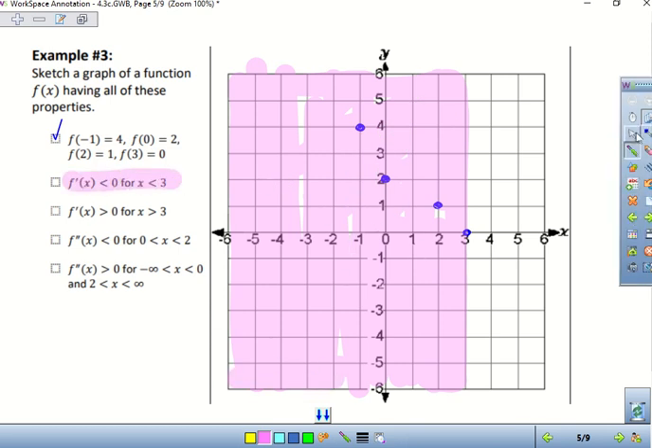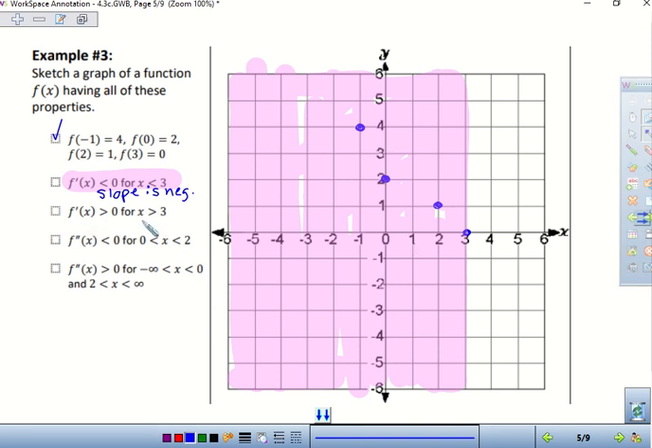So what that means is we know that everywhere in this region of the graph, my slope is going to be negative. So slope is always negative when the derivative is less than 0. Okay, from here to here, my slope is what? Positive.